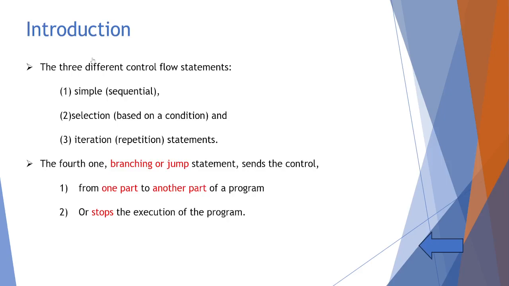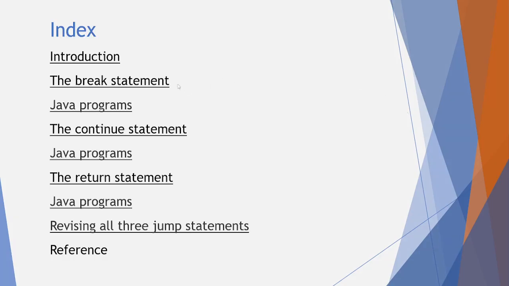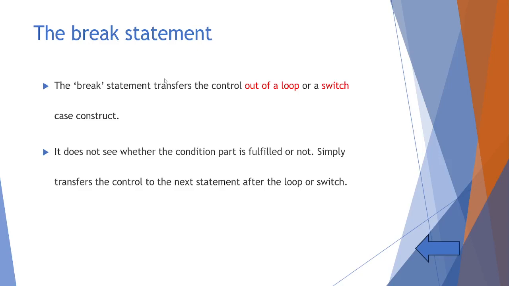They send the control from one part to another part of a program or stop the execution of the program. There are three branching statements: break, continue, and return. The break statement transfers control out of a loop or a switch case construct. When a break statement occurs, the program sends the control out of the loop or switch without seeing the condition part in loops.